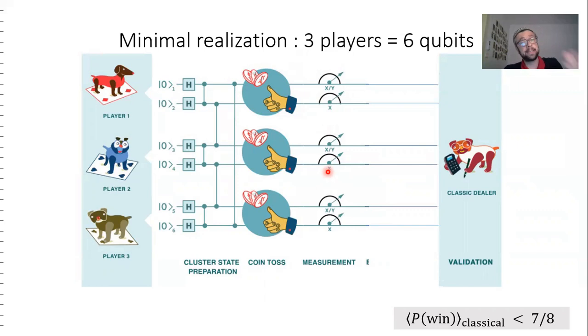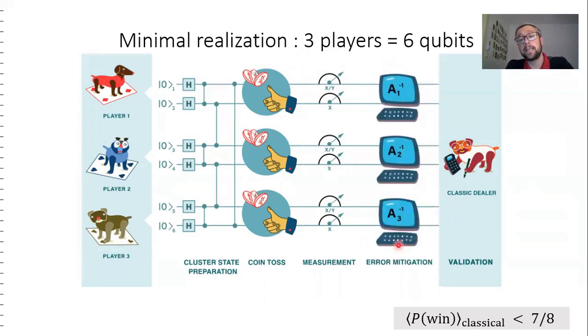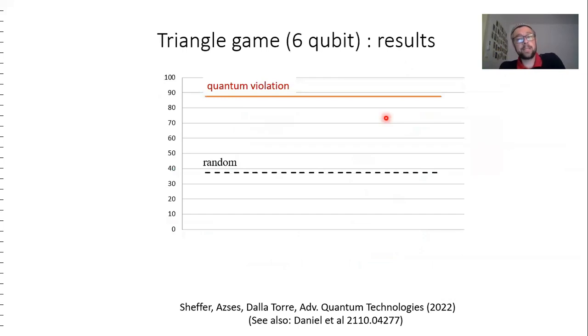In the presence of noise, that probability can be lower, and we have used error mitigation techniques in order to try and balance the noise. The error mitigation is applied in such a way that each player mitigates its own qubit. As we mentioned, they are not allowed to communicate, hence we cannot mitigate all the qubits together. This would not be allowed by the game. But mitigating each player independently is still okay. Let me show you the results.